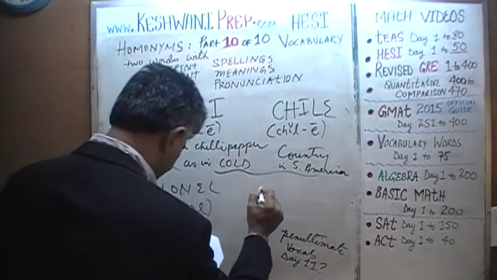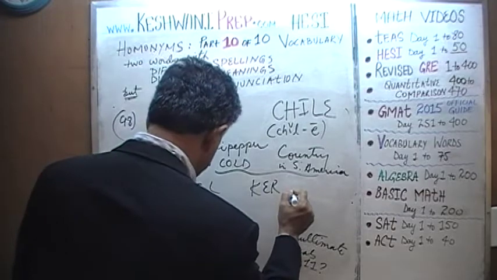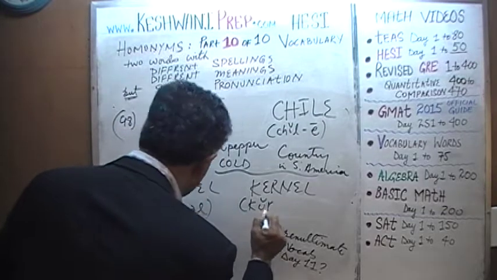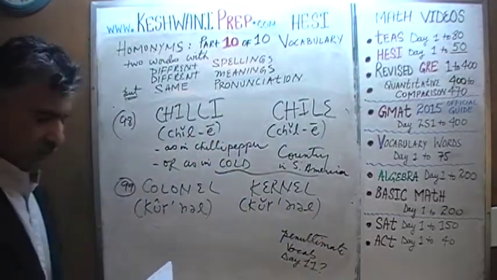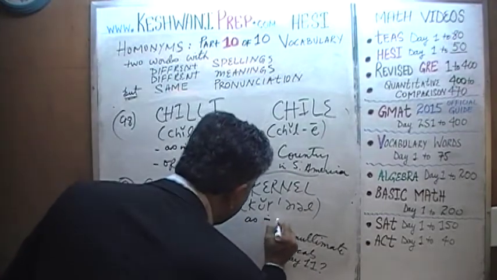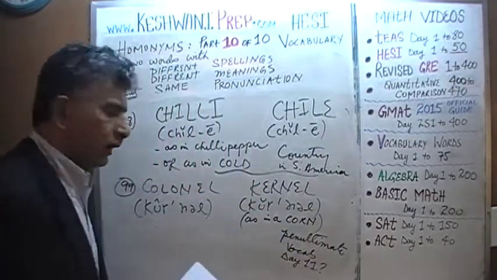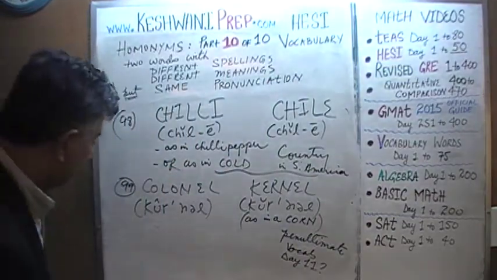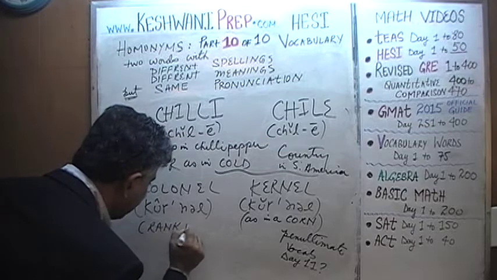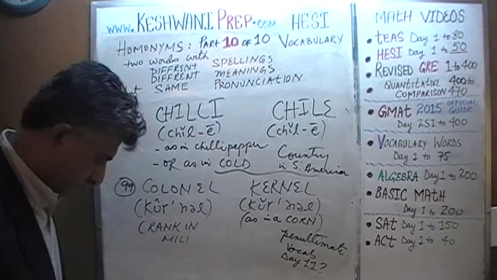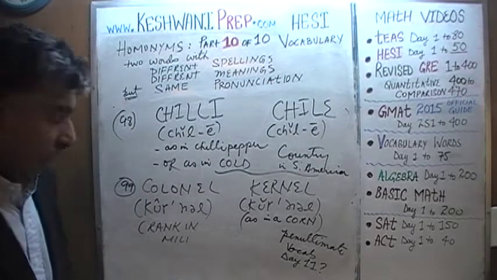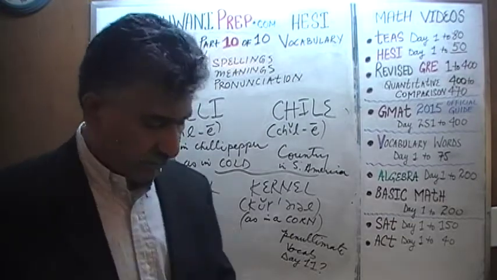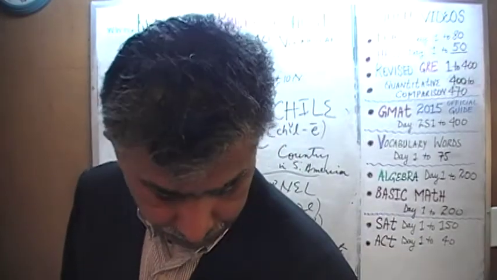And then we have this kernel, K-E-R-N-E-L. Again, pronounced in the exact same way, no difference. What is that kernel? That kernel as in a corn. A kernel of corn. And this colonel happens to be a person. It's a rank in the military. Oh, I don't know how to spell military, so we're going to skip that part. It's a rank in the army. We're going to leave it at that. That's good enough for us. Colonel.